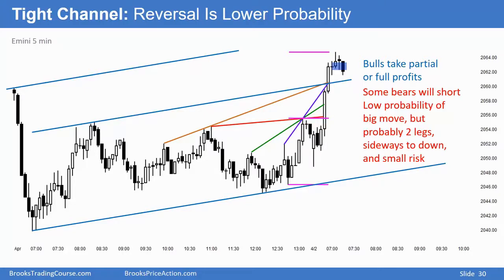I usually do not take that short. I wait until I see more strength on the part of the bears. But some bears will take that short. It has a positive trader's equation, but a low probability. I like to win most of the time, so I usually do not take low probability trades, even though the math is okay to take a trade like that.